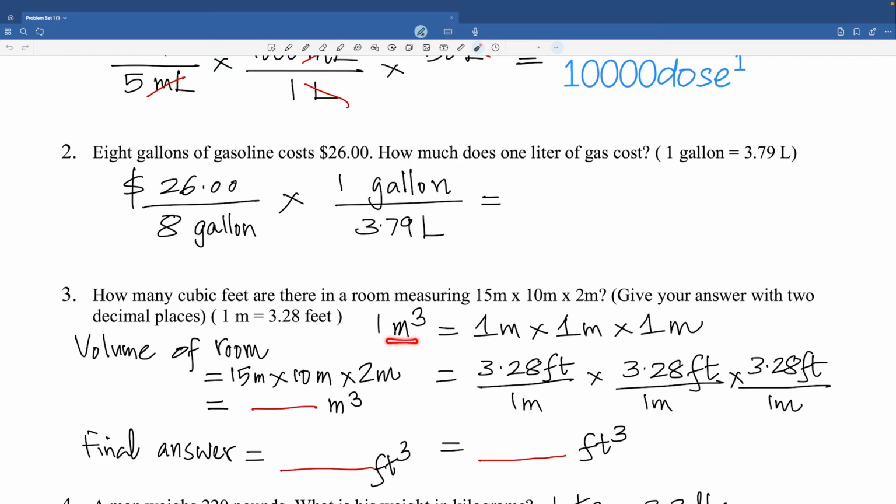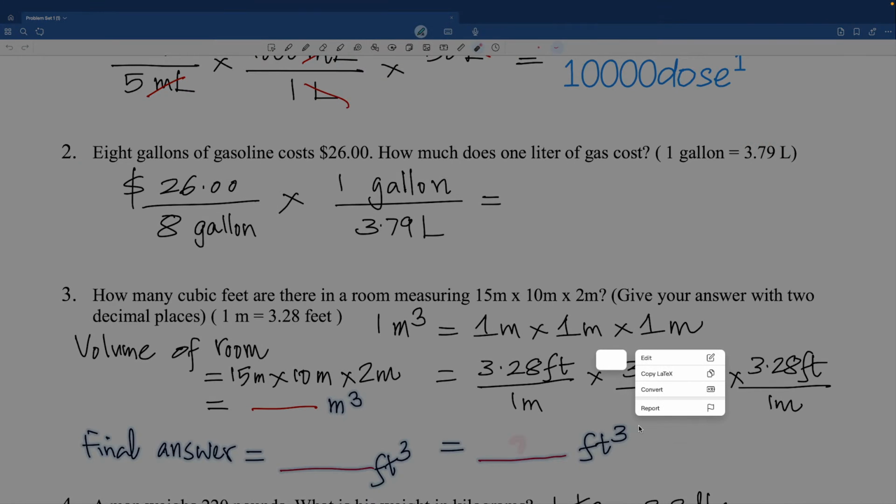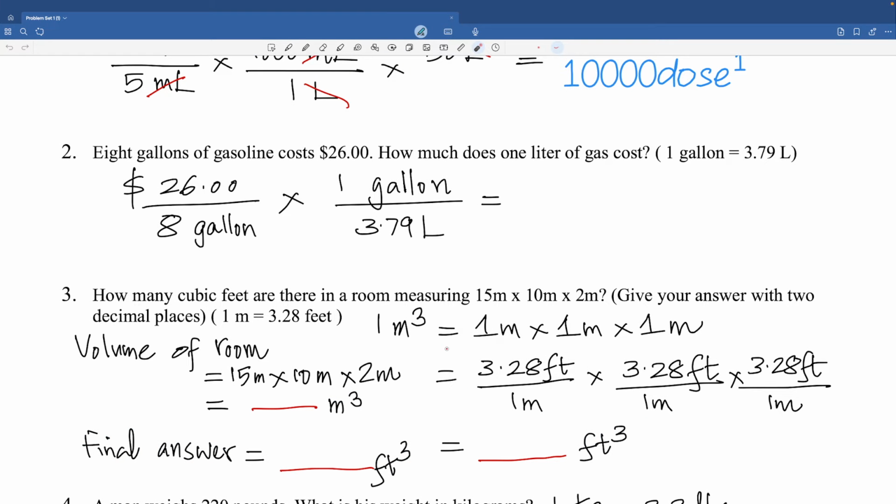1 meter cube means 1 meter times 1 meter times 1 meter, which is 3.28 feet for every meter. And since you got to write it 3 times, I've multiplied the same thing 3 times. And you should get the answer in feet cubed. So now you know 1 meter cube is so many feet cube.